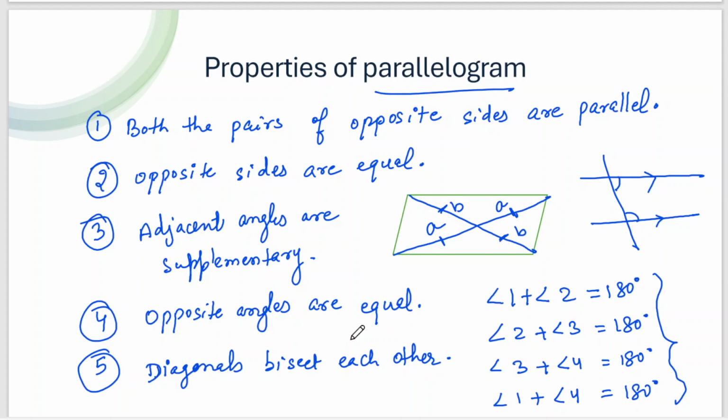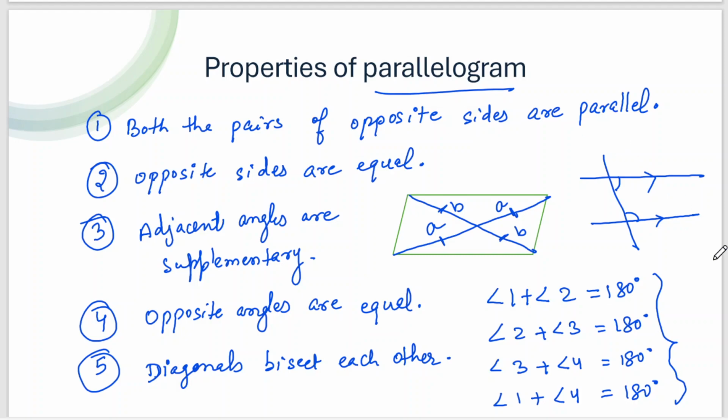Okay, what is the first property? The first property is that both pairs of opposite sides are parallel and equal. The second one is, so both are parallel and equal. First and second properties. The third property is adjacent angles are supplementary. And the fourth property is opposite angles are equal. And the fifth property is diagonals bisect each other.